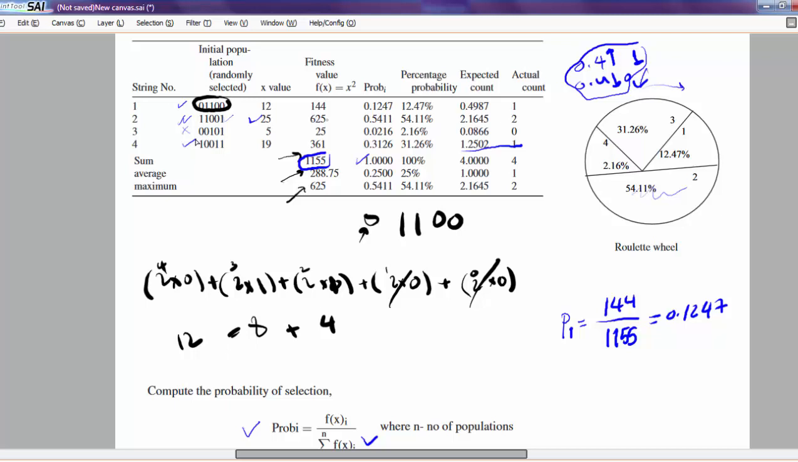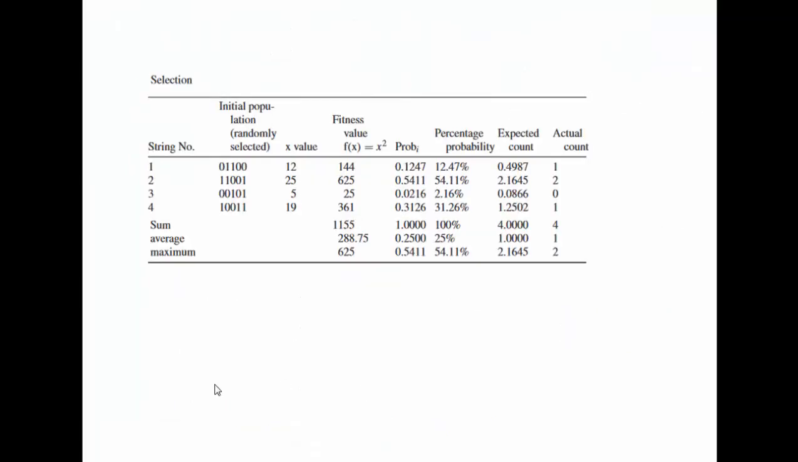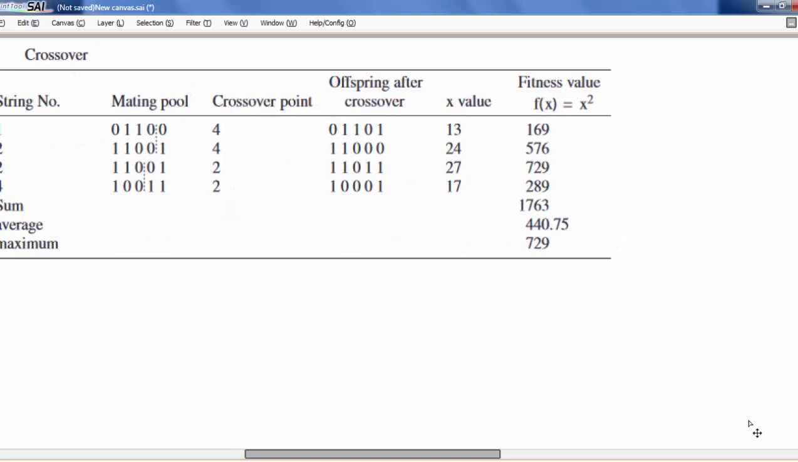Okay, this one has a good solution. It gives me 625. As I said, this will appear twice in the mating pool for the crossover operation, and this will appear only once, and this only once. Just keep in mind, the first, second, and fourth will go to the mating pool. So this is the mating pool. We form the mating pool based on the actual count. As I told you, this one appears twice because it has the best fitness.